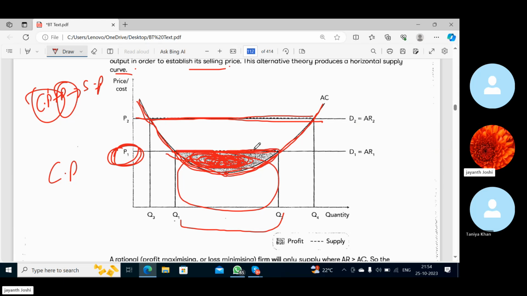Why is this a supply curve? Please tell me. They are ready to supply any units between Q1 and Q2 because they are making profits in this area. Please tell me yes or no. Yes, sir. Yeah, if now the price has to change, the quantity supplied should also change from Q3 to Q4. They are ready to supply any number of units between these two at this price. Okay. Yes, sir. Yeah, because they'll make profits.